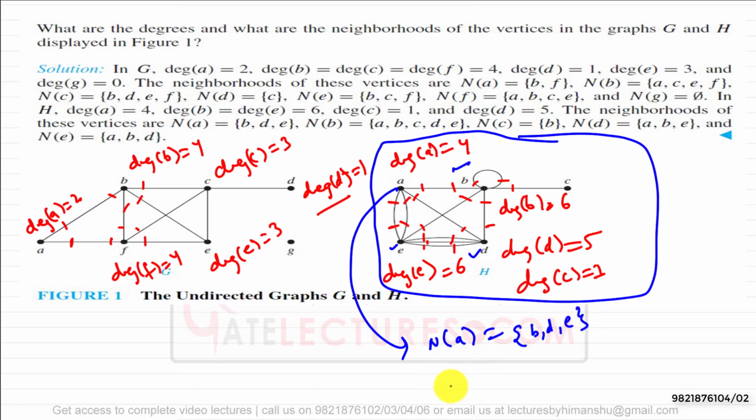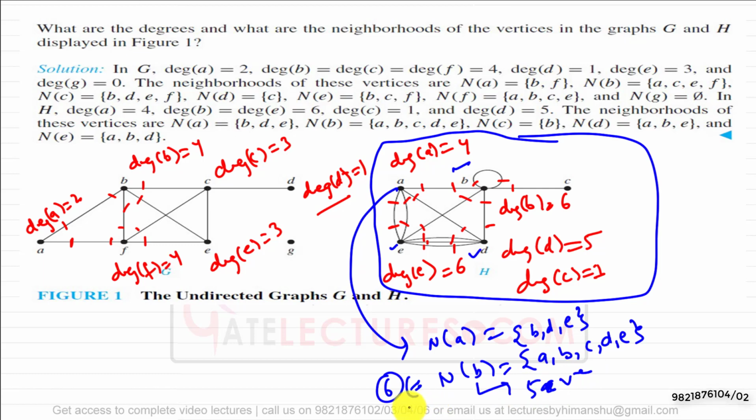In the same way, what is the neighborhood of vertex B? See, even if the degree of vertex B is 6, the neighborhood can be smaller because vertex B has a self loop. But still, what is the neighborhood of vertex B? That is A, B, C, D and E. So in the neighborhood of B there are 5 vertices, but the degree is 6. That means if the degree is more than the neighborhood, they may contain some kind of self loop, correct?